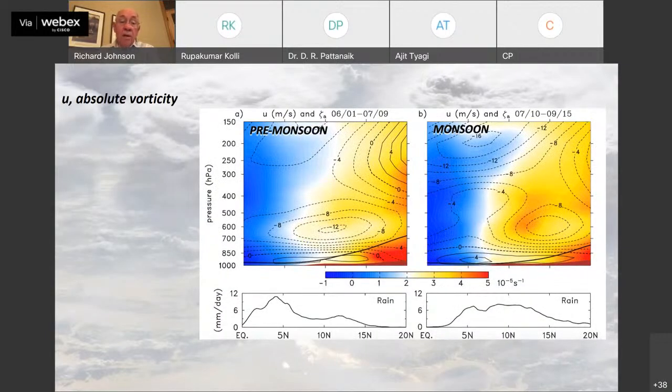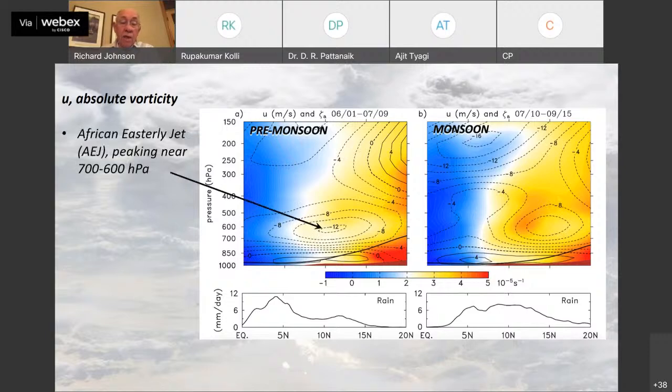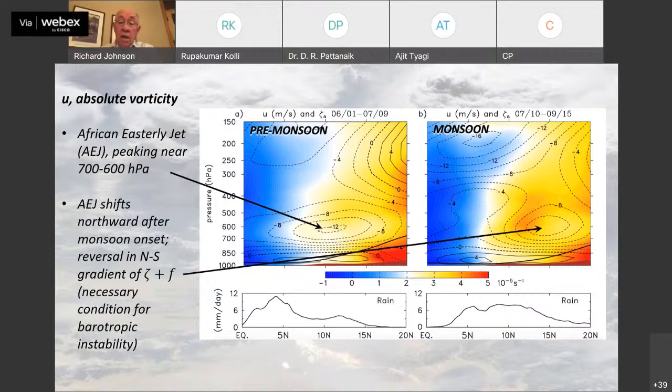These two panels show the pre-monsoon and monsoon periods zonal wind and absolute vorticity. If you click on the next, there will be an arrow which pops up. It shows this African easterly jet around between 600 and 700 hectopascals. And then the next, after the monsoon sets in, this jet shifts to the north.